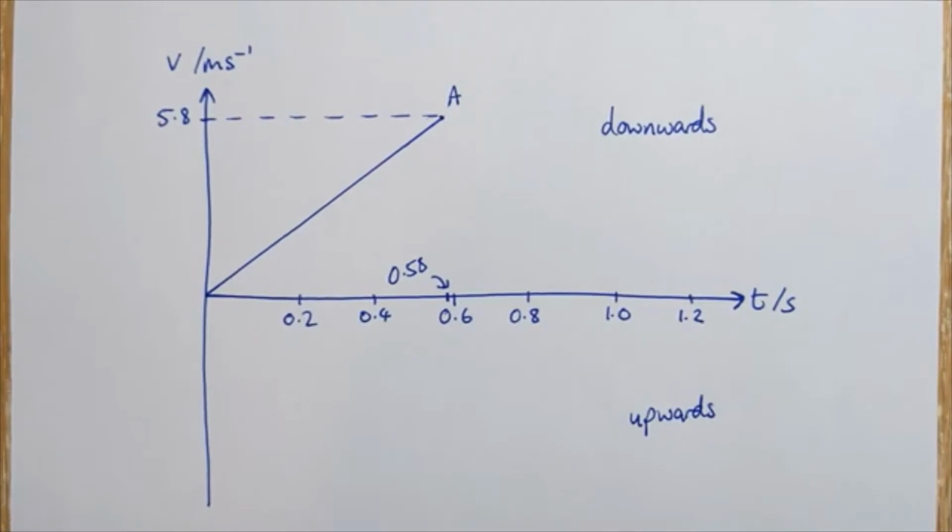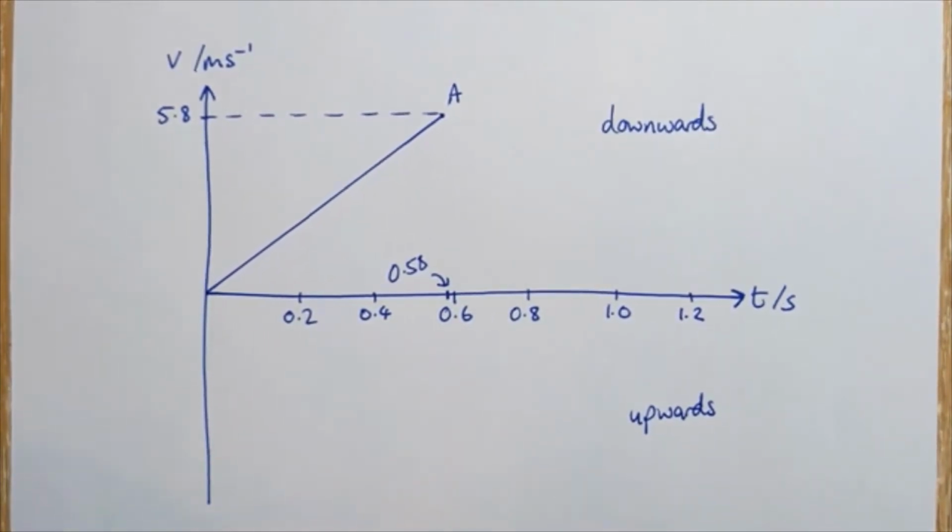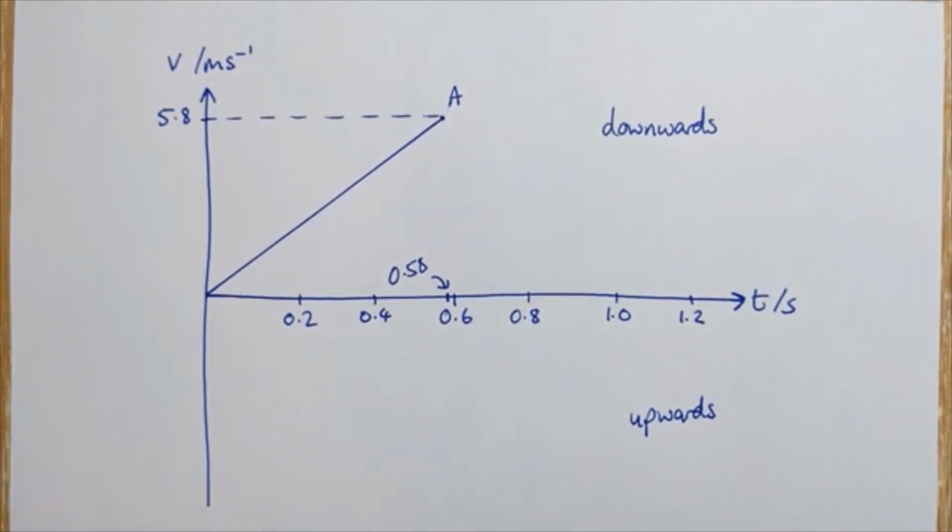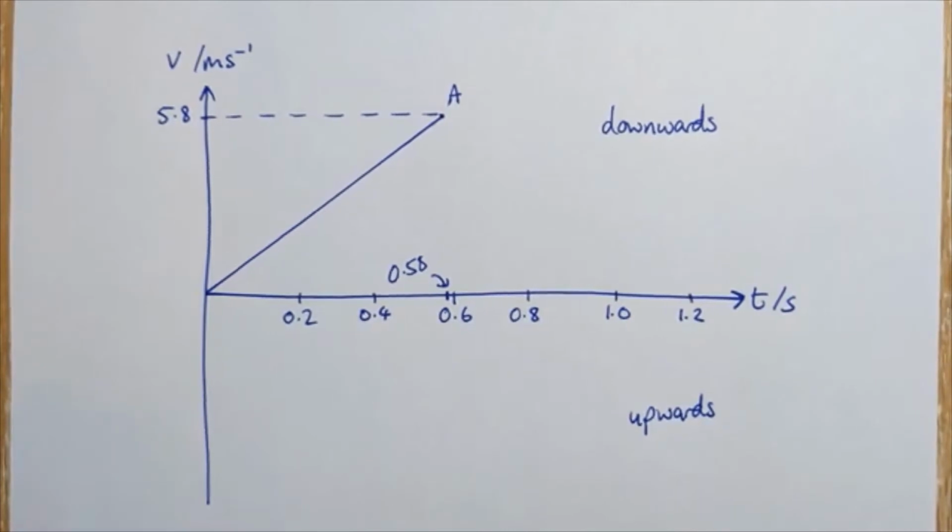Okay, so the first part of the question says, use the figure to show the distance that the ball falls is approximately 1.6 meters. 2 marks for that. I'll give you a little time to do that now.